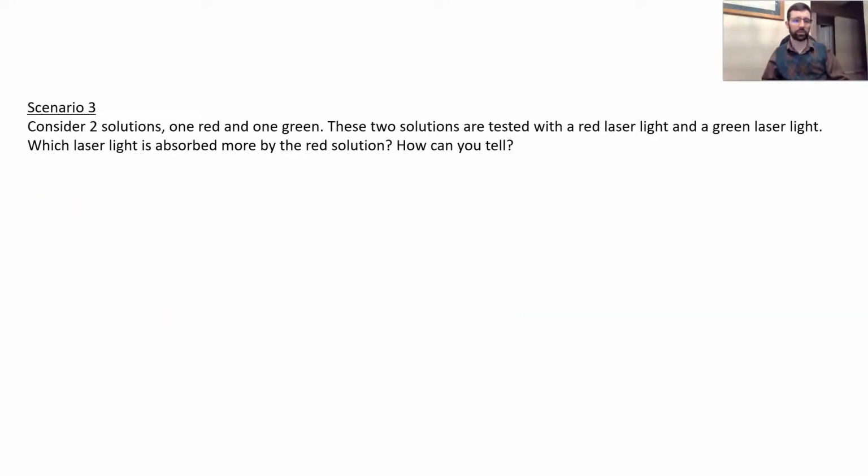Okay, let's look at scenario 3. And this one I'm going to do a demonstration of. Consider two solutions, one is red and one is green, and the two solutions will be tested with a red laser light and a green laser light. Which laser light is going to be absorbed more by the red solution, and how could you tell? We're going to also look at the green solution. Which color will be more absorbed by that solution?